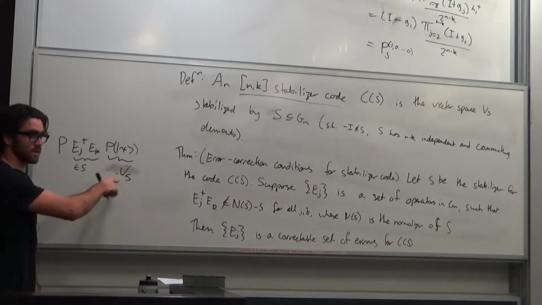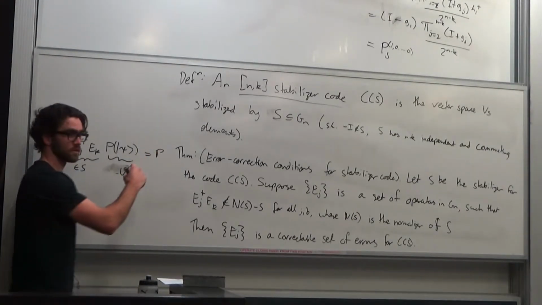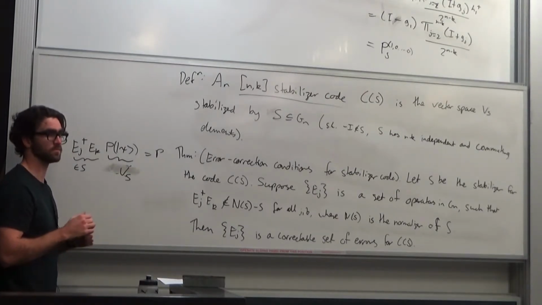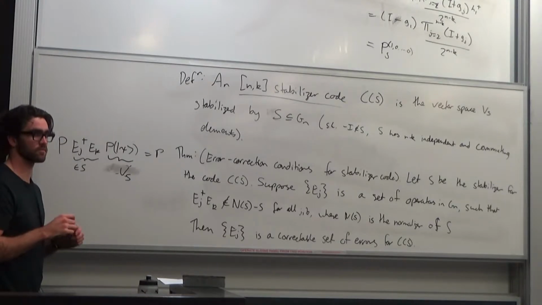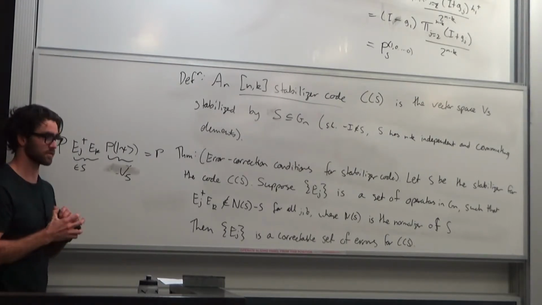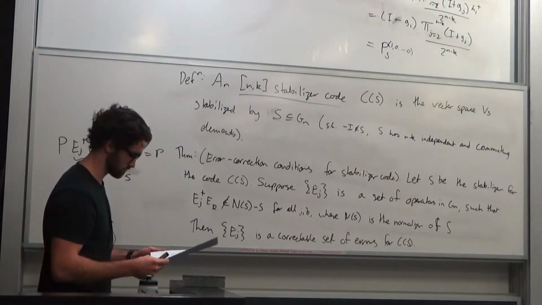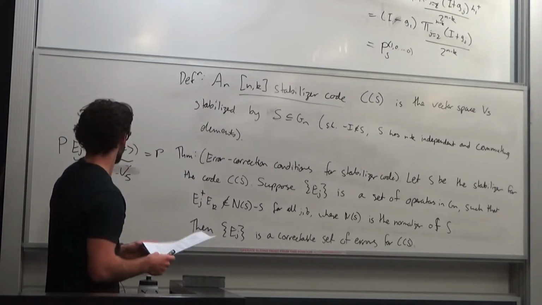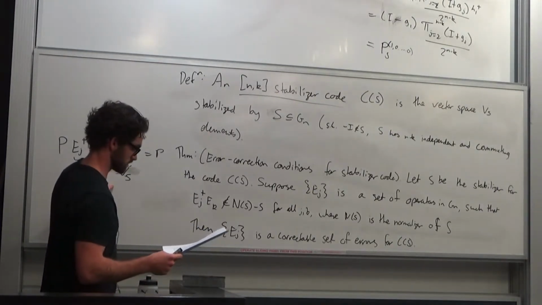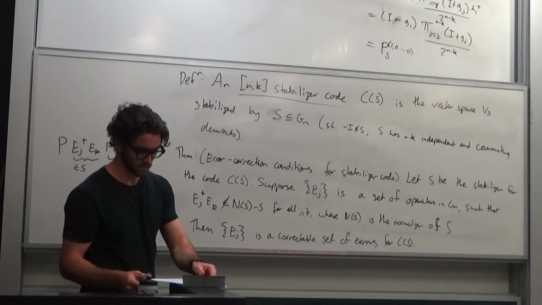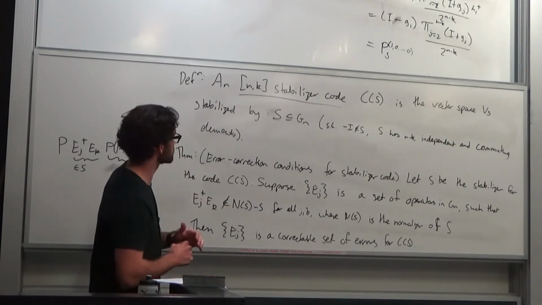And then this is an S that stabilizes it, so we trivially have that equals P. Makes sense? Okay, so we want E_j dagger E_k not in N(S), or E_j dagger E_k in S or J. Is that clear for everyone? All right, so what I just said in words is the proof of if this is in S, then we can correct for it, so we do the other if it's not in the normalizer.